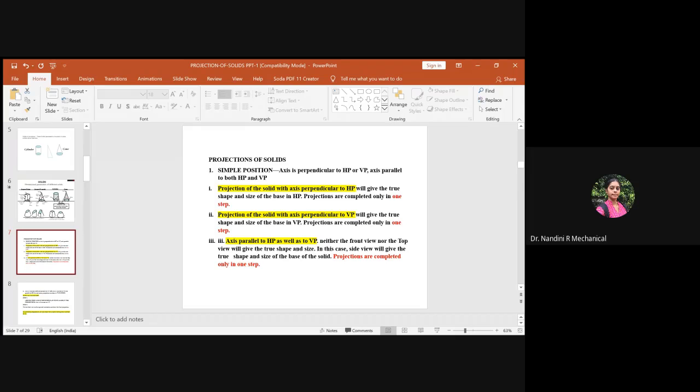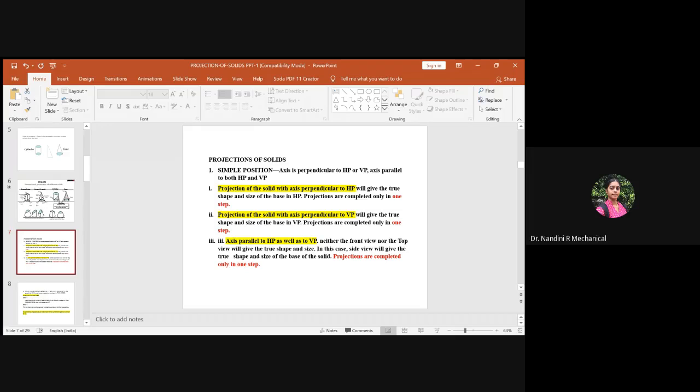Every solid object will have an axis. Suppose in the given problem it is told the axis is perpendicular to HP or VP, what will you assume? The axis cannot be perpendicular to HP and VP in a single problem. You can get a problem with the axis perpendicular to HP, or the axis perpendicular to VP.